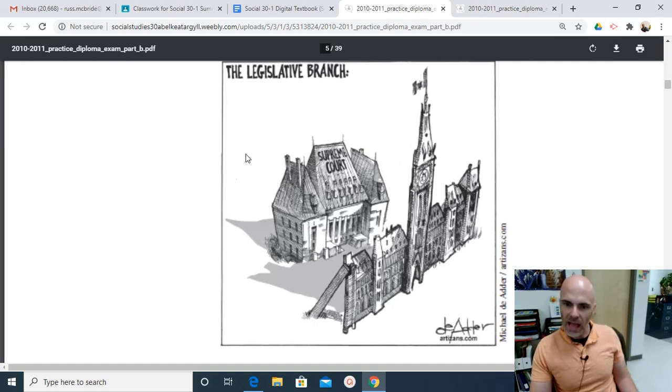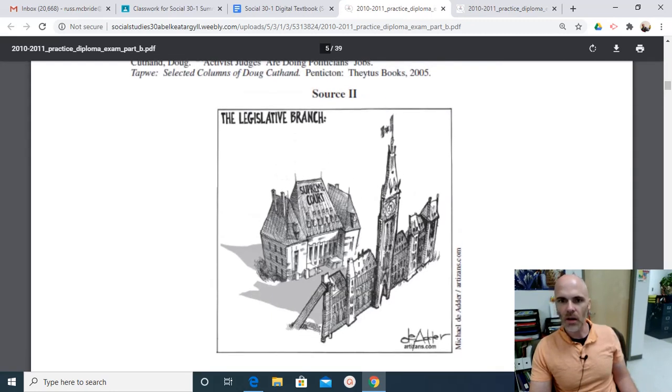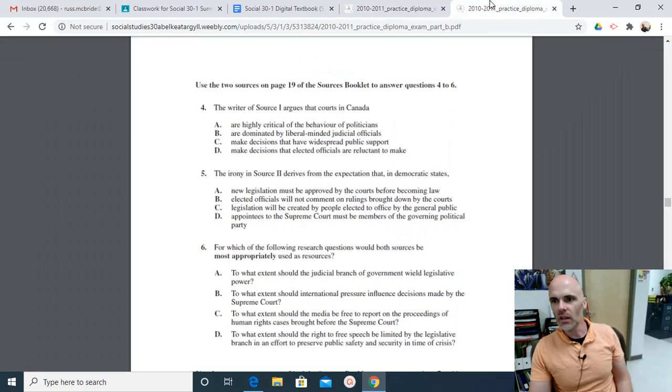And in reality, the Supreme Court is the legislative branch. So the cartoonist, D. Adler, is saying that there's a facade that the House of Commons is doing the legislation, but it's the Supreme Court that wields the real legislative power. We wouldn't expect to see this, because this is the judicial branch, this is the legislative branch, and they're suggesting that it's actually the judicial branch that is performing the role of the legislative branch. So a neat cartoon. What was the question again?